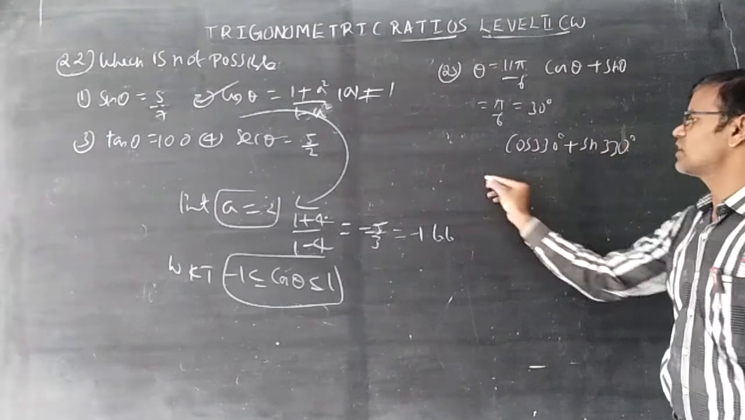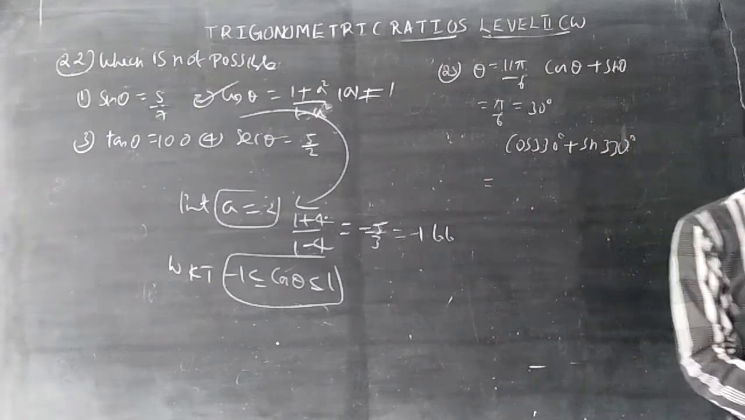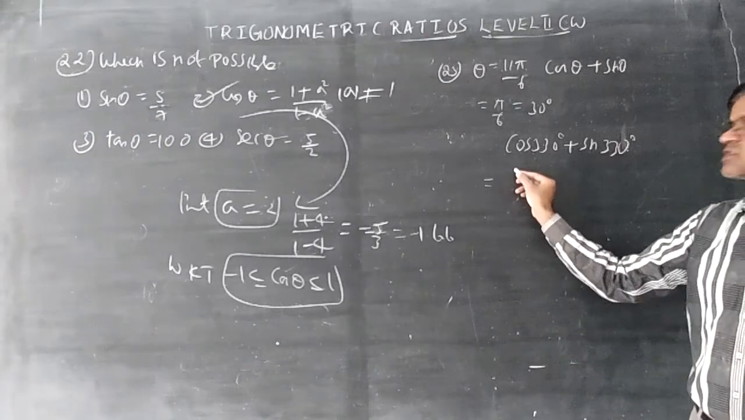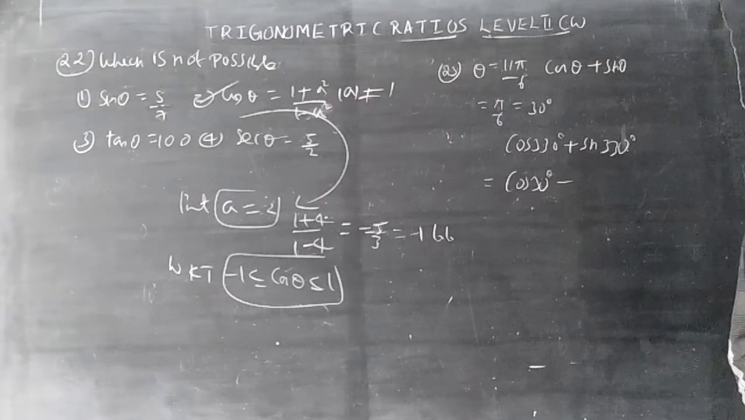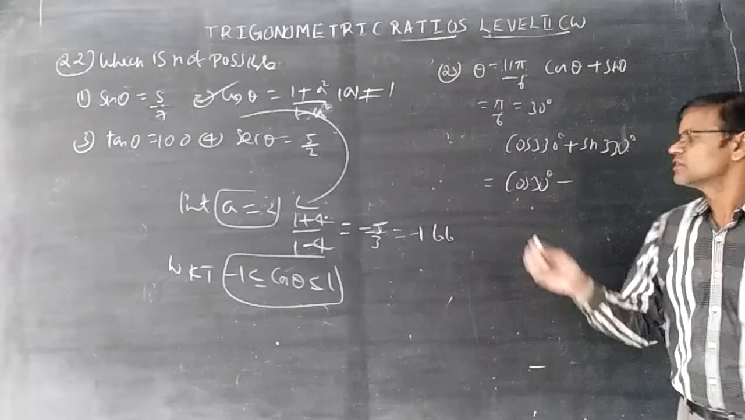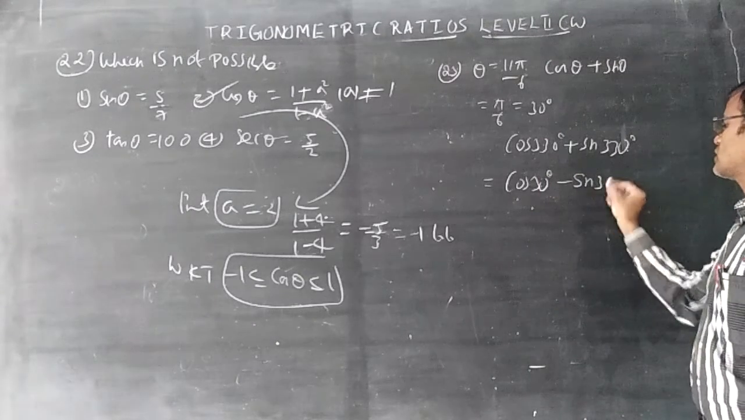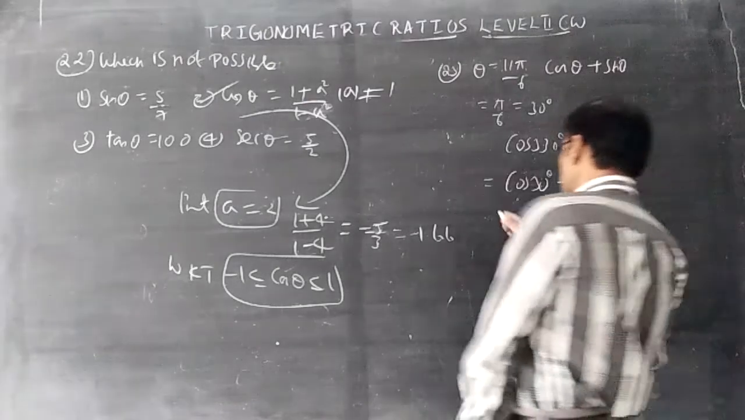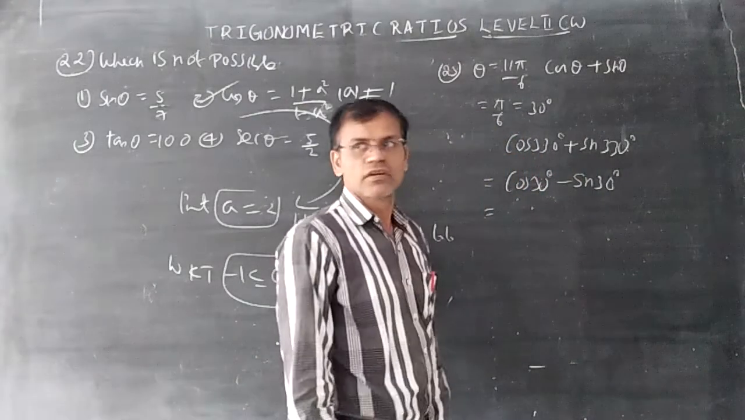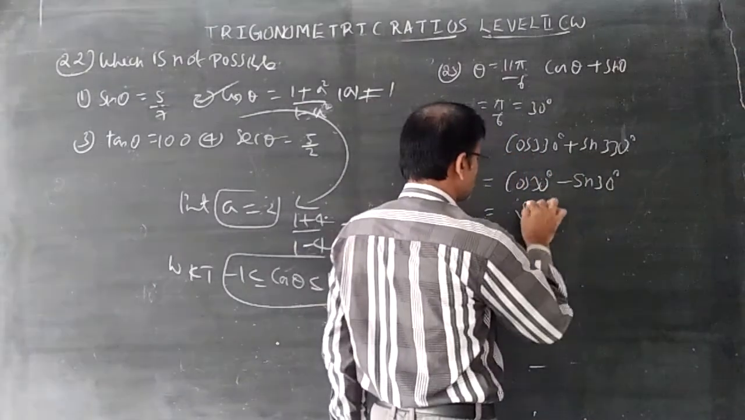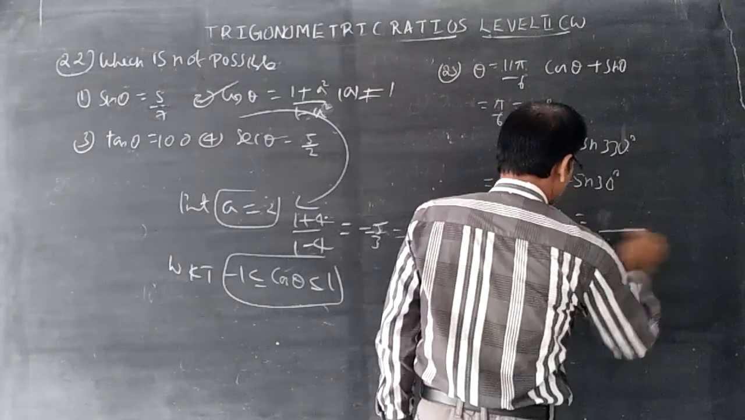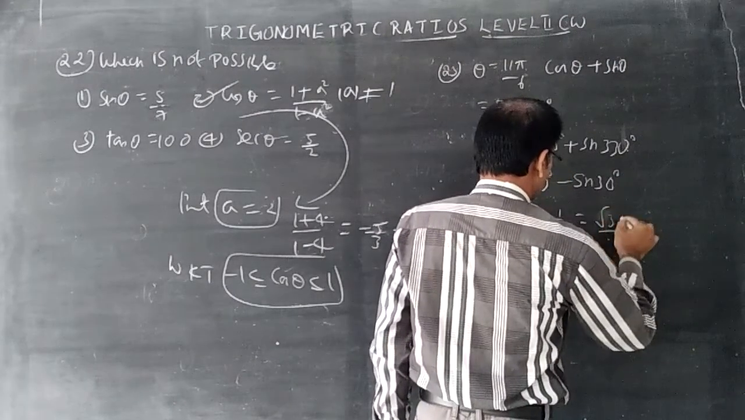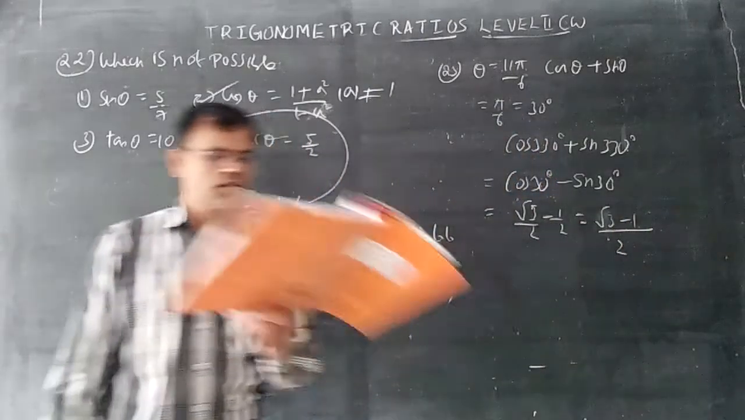Cos 330 can be understood as cos of 360 minus 30. Cos of minus 30 becomes cos 30. So simply it becomes cos 30. Sin 330 means sin of 360 minus 30. It is minus, because according to the all-sin-tan-cos concept, sin is negative in the fourth quadrant. Cos 30 value is root 3 by 2 and sin 30 value is 1 by 2. Take LCM here: root 3 minus 1. This is the third option directly given.